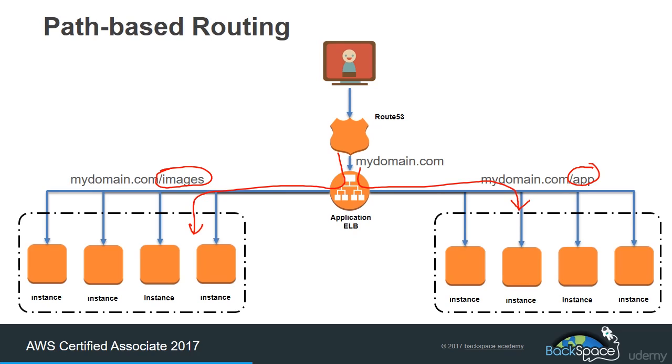So what that means is that we're only using one application elastic load balancer as opposed to using multiple elastic load balancers for each one of those applications that we're running. So that's going to provide a significant reduction in costs if you've got multiple applications that you're running.